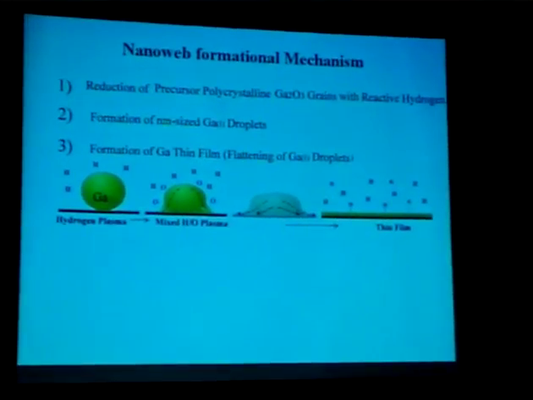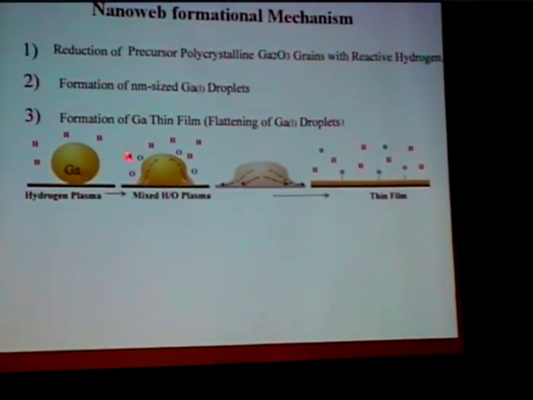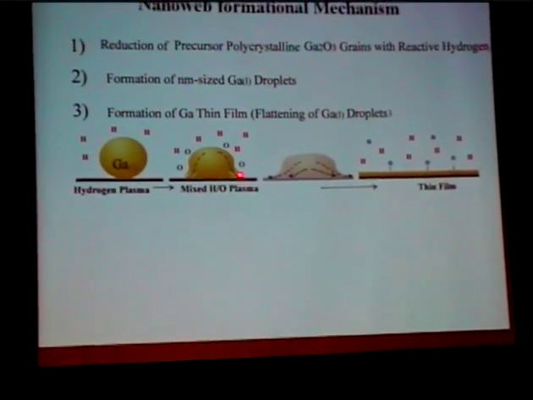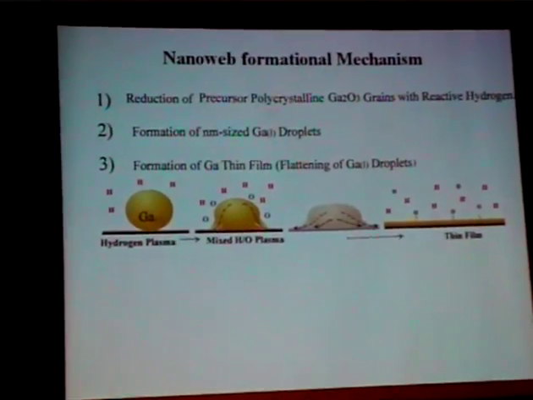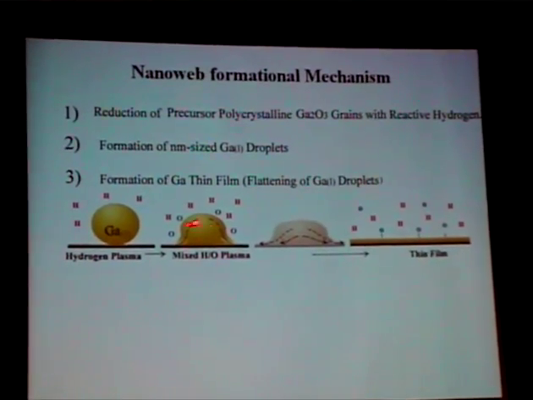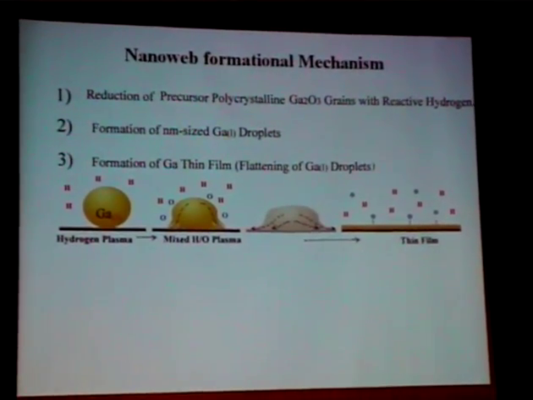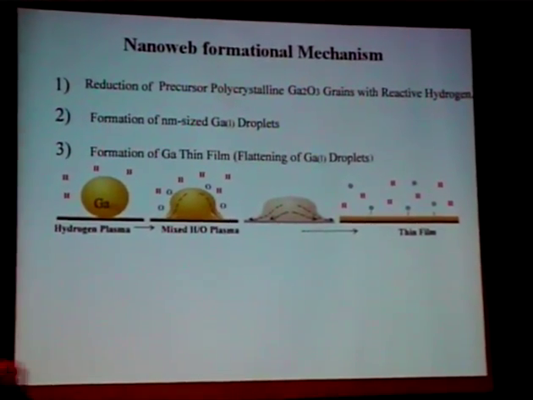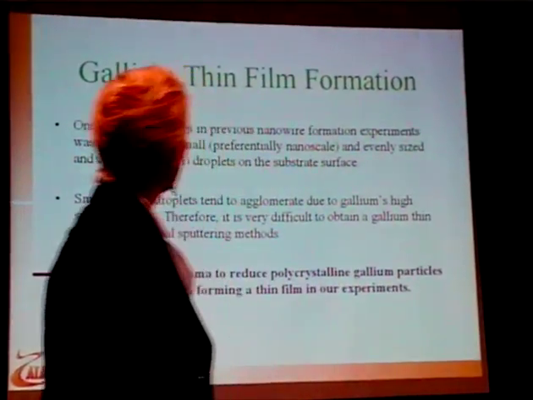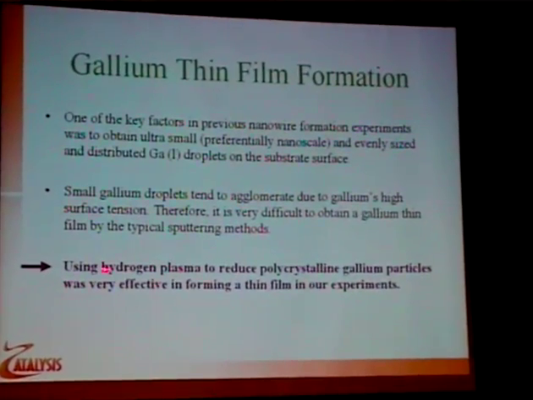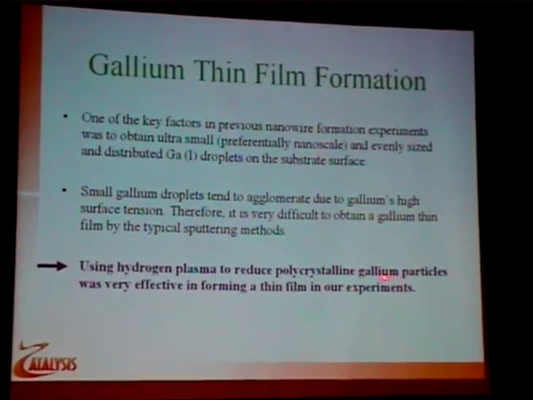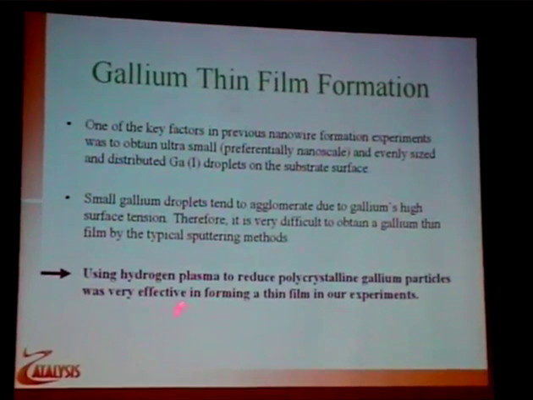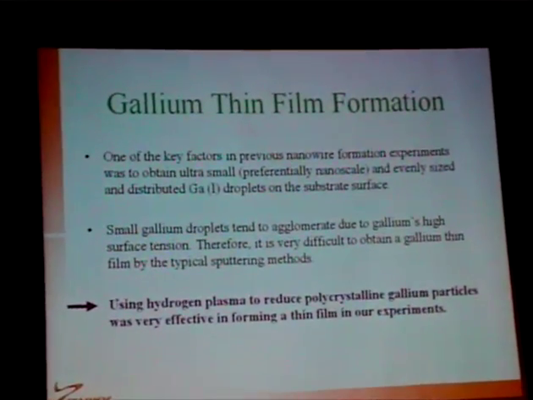And then certainly the formation of a gallium thin film will allow these droplets to flatten out. This is simply because we bring in the mixed plasma, and you have something that we termed wetting of the surface, and the droplets flatten out, and you end up with something like a small gallium disc, and that's important later for my mechanism. So what's really critical is to use a hydrogen plasma to reduce polycrystalline gallium oxide particles, and to really make sure that the gallium droplets stay in the nano size.